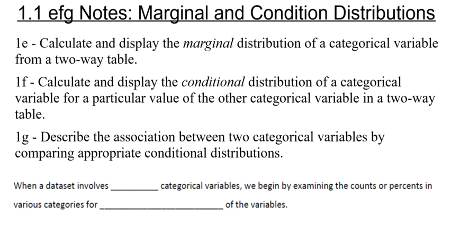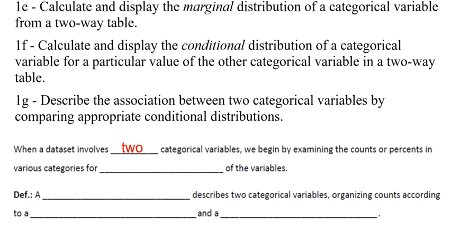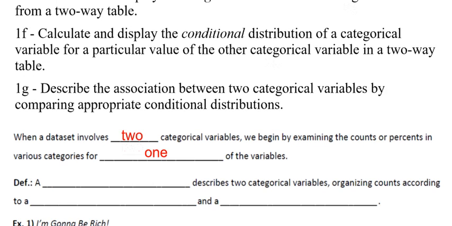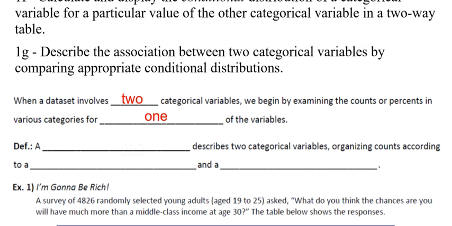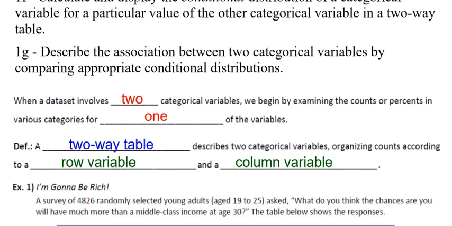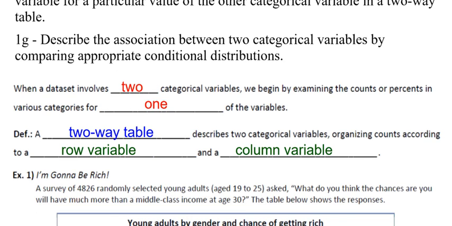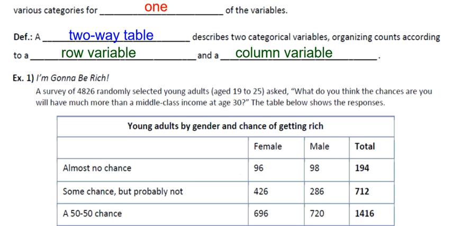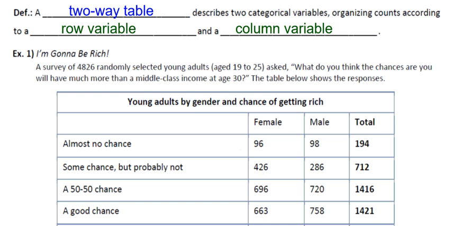So when a data set involves two categorical variables, we start by examining the counts or percents in various categories for one of the variables. So your definition of a two-way table describes two categorical variables and organizes counts according to a row variable and a column variable. So that's why it's called a two-way table, because you have two things here, a row and a column.